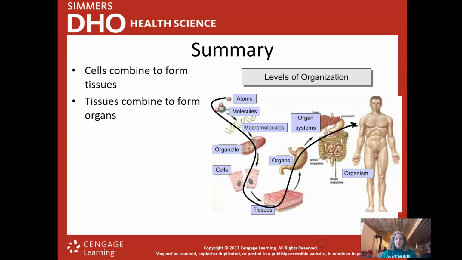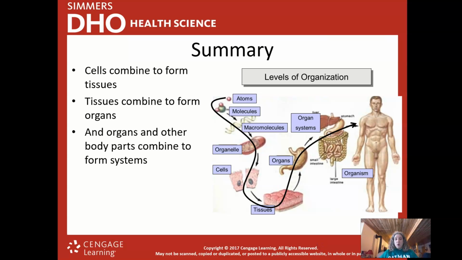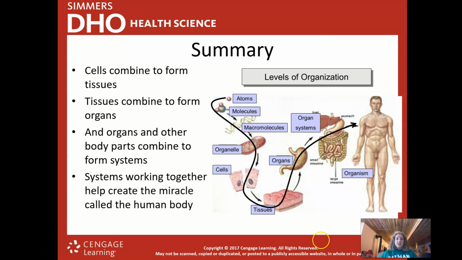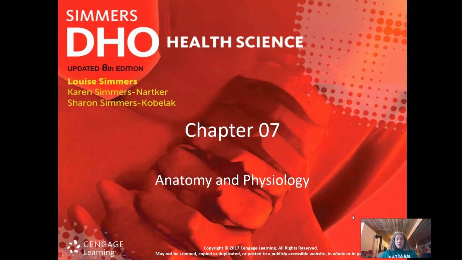So in summary, the cells combine to form tissue, tissue combines to form organs, and organs and other body parts combine to form systems. The systems working together help create the miracle called the human body. So we have the atoms at the smallest, molecules, macromolecules, organelles, cells, tissues, organs, organ systems, and then you have the organism. So that's it for 7-1.